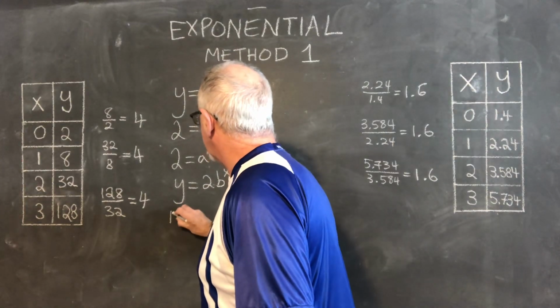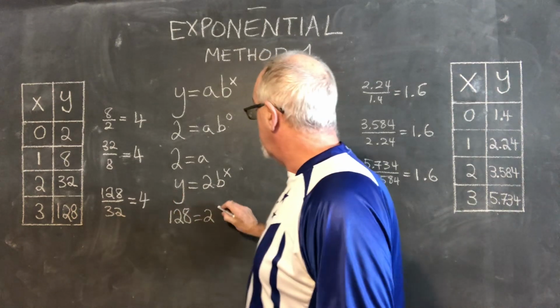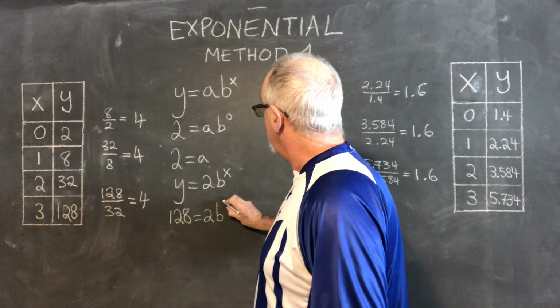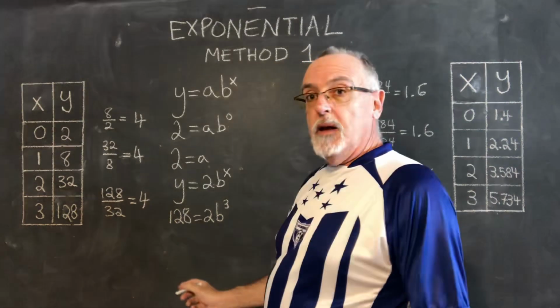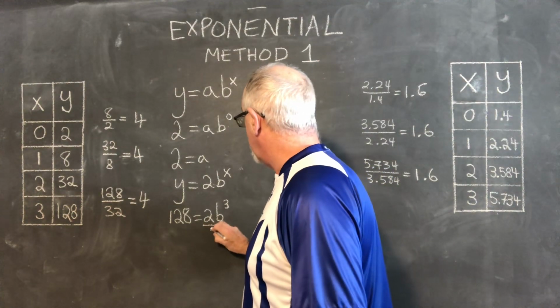So the 128 is a y, and the 3 is an x, so I have 128 is equal to 2b cubed. Well, what we need to do now is simplify with algebra. So we're dividing both sides by 2.